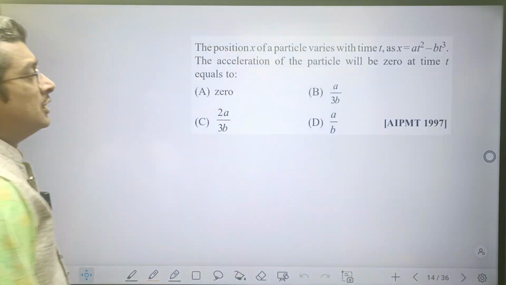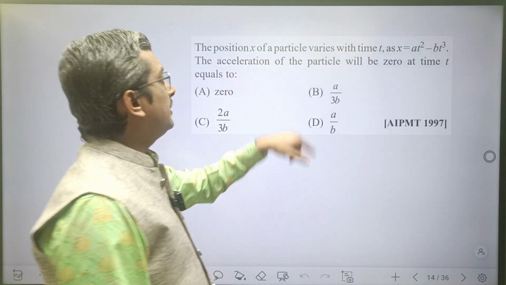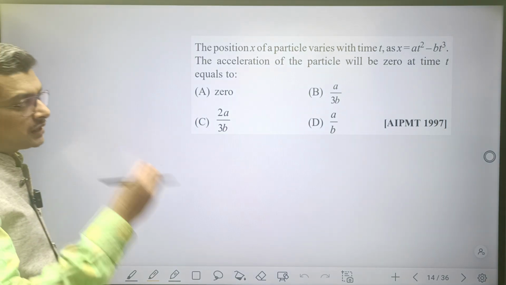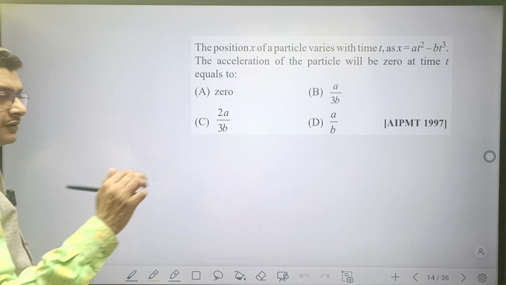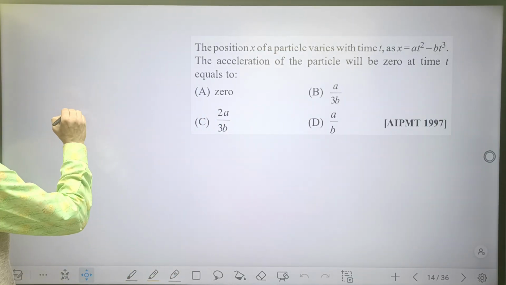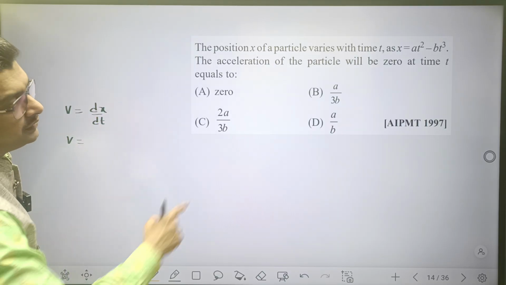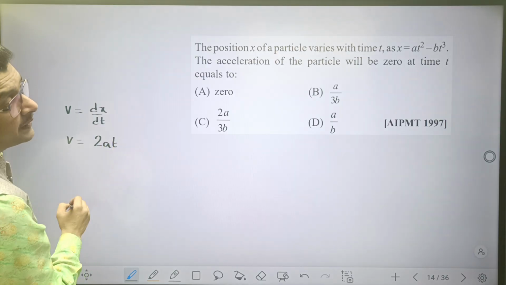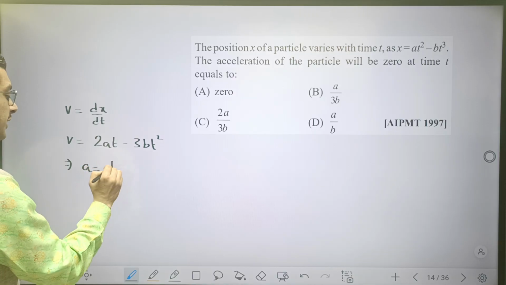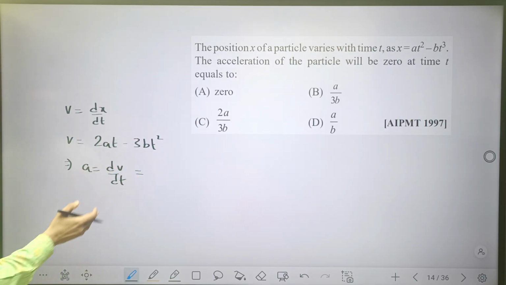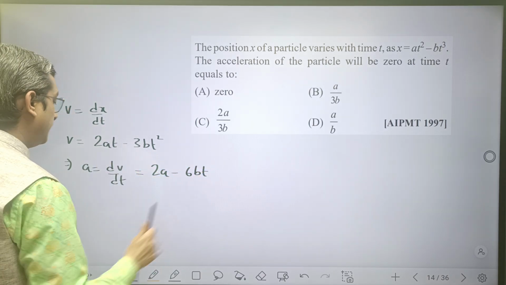Next, the position of a particle varies with time t. It is given the acceleration of the particle will be 0 at time t equals to. So we have to find the time at which acceleration is 0. So first we need to find the expression of acceleration, and then we put that expression equal to 0. So first of all, to find acceleration we must find the expression for velocity, and that will be given by 2at minus 3bt square. Implies that acceleration is given by dv by dt, that we have to differentiate this expression of velocity. So this will be 2a minus 6bt, isn't it?